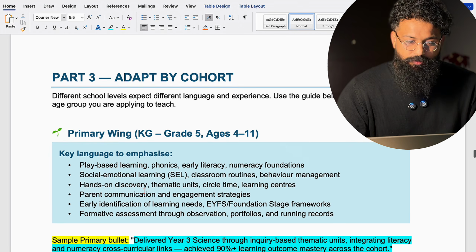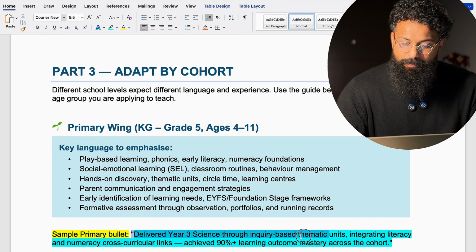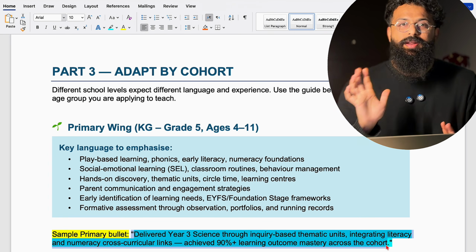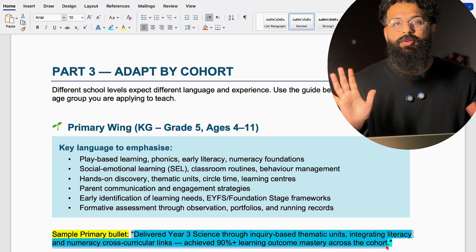Or IGCSE grade distribution. I have written out the key language for each level with sample bullet points. So for primary, you can see this is what a sample bullet point looks like. Correct? So you have exactly what you need to write, what the key terms are, what the language is which you are looking for, right?